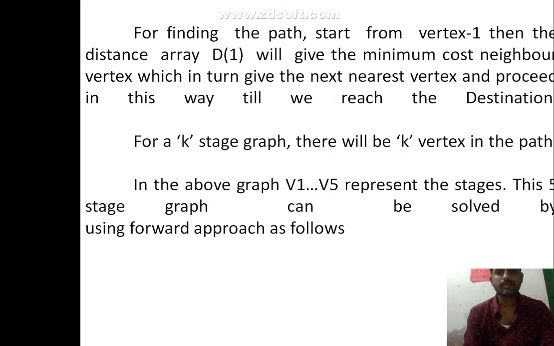For finding the path, start from vertex 1. Then the distance array D of 1 will give the minimum cost neighbor vertex, which in turn gives the next nearest vertex, and proceed in this way till we reach the destination. For a k-stage graph, there will be k vertices in the path. In the above graph, V1 to V5 represent the stages, that is, the 5-stage graph can be solved using the forward approach.